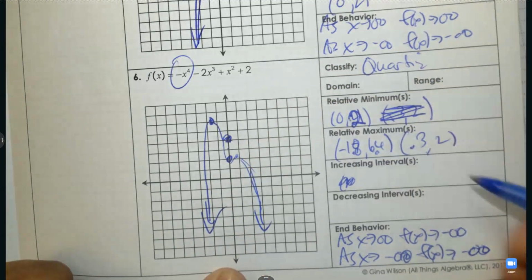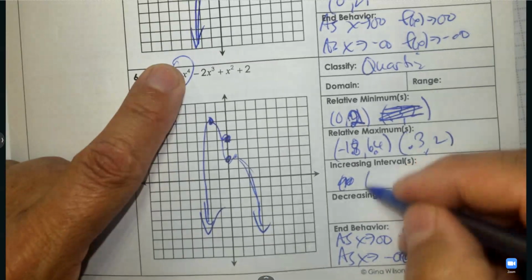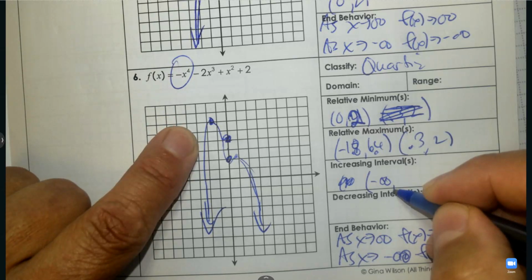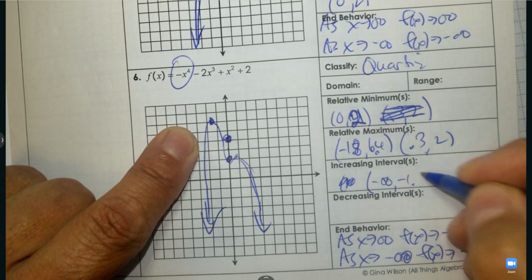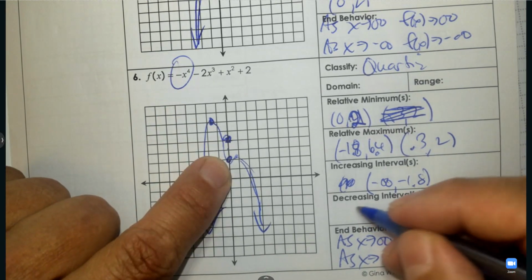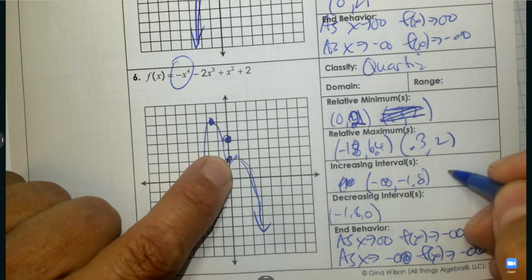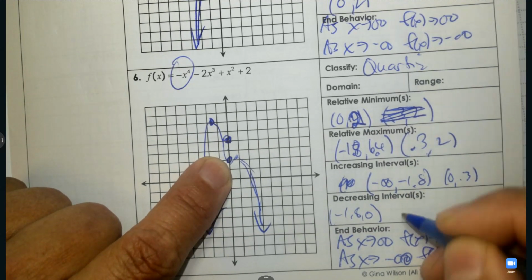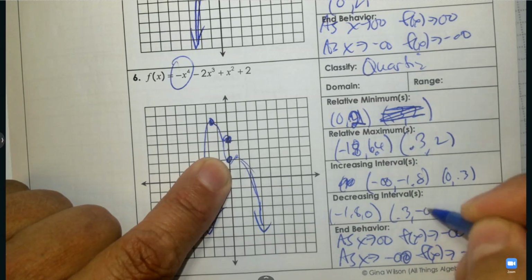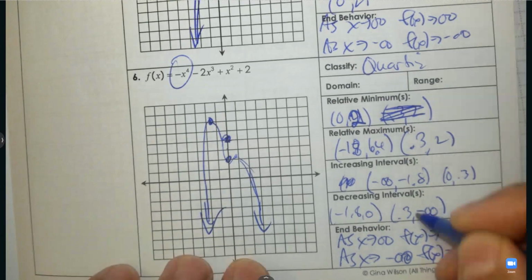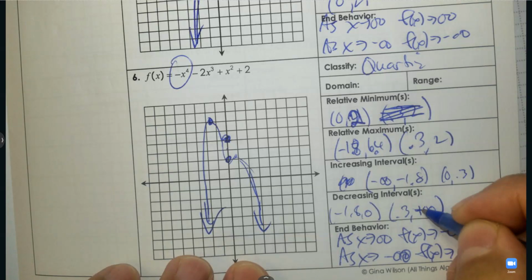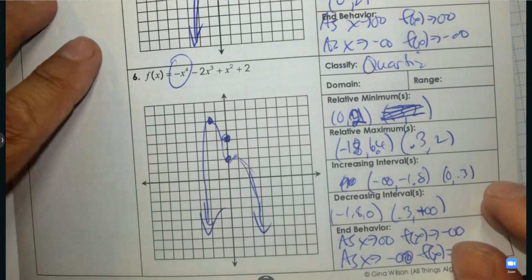And then both ends go down. So this part is increasing to begin with to negative 1.8. Then it decreases from negative 1.8 to 0. And then it increases from like 0 to 0.3, and then after 0.3 it goes down, to positive infinity. When they're so small, it's a little bit silly to do it.